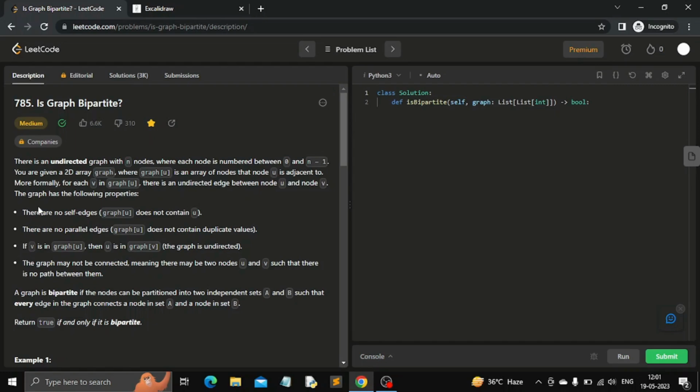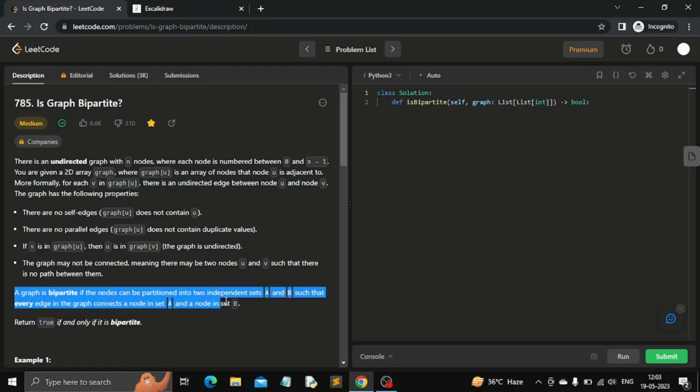We are also given some properties. Firstly, there will be no self edges. Also there are no parallel edges in our graph, and since our graph is undirected, if vertex v is in graph u, then vertex u will be in graph v. Also it is given that the graph may not be connected. There can be multiple components such that there is no path between two nodes. We need to determine whether a graph is bipartite or not.